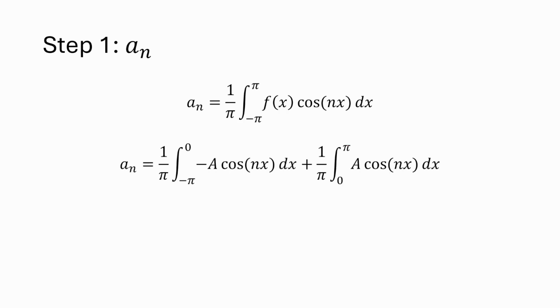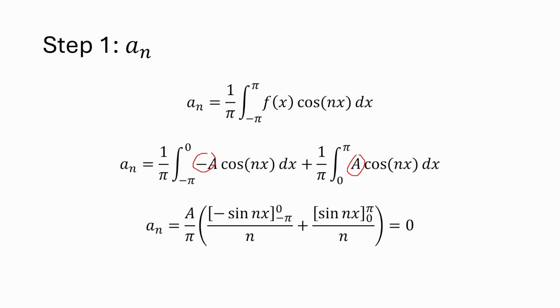Great, moving on. What about the a coefficients? What is the cosine content of this wave? Well, we're going to put the function into the expression. Here's my function. Again, it's broken into 2 pieces because the function itself is defined piecewise. And then from there, we evaluate the integrals. So you integrate cosine, you get negative sine.